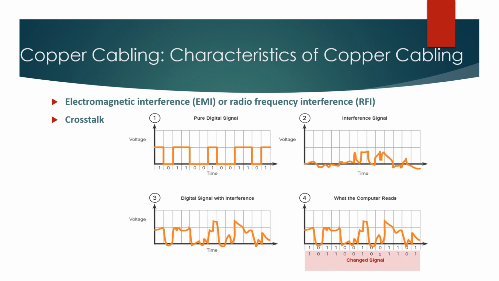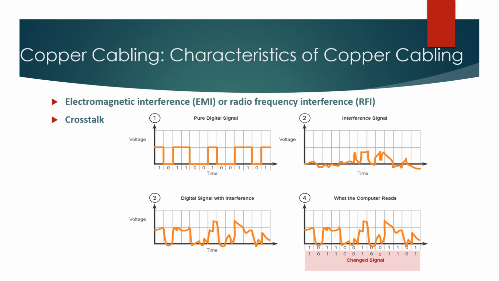As can be shown in the figure, this is how data transmission can be affected by interference. In the first one, a pure digital signal is transmitted, and in the second one, there is also an interference signal on the medium. In the third one, you can see that the digital signal is corrupted by the interference signal. And in the fourth graph, you will see that the receiving computer reads a changed signal. You will see that a 0 bit is now represented as a 1 bit.